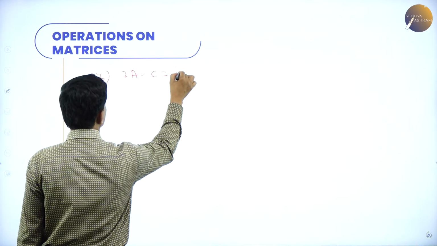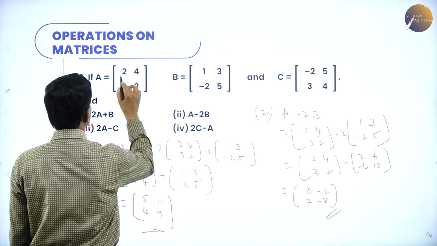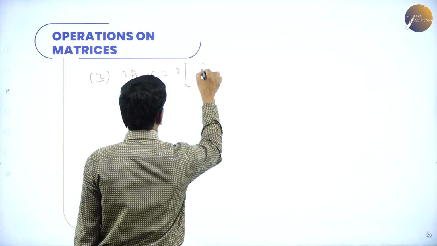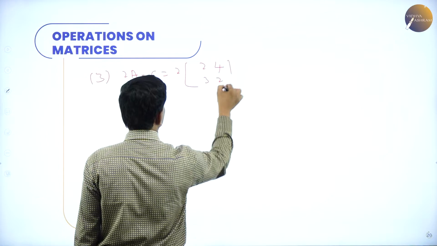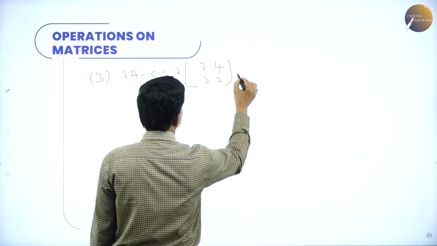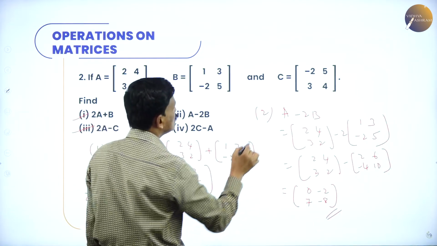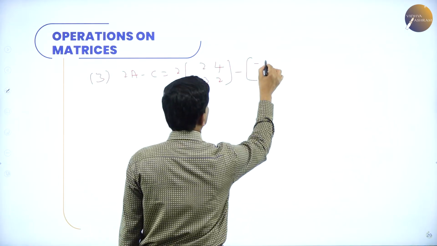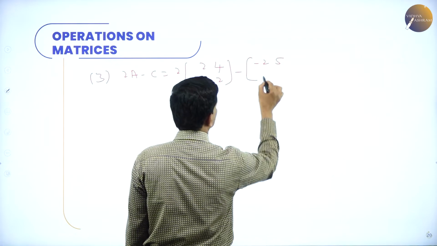2A minus C. 2 into A. What are A elements? 2, 4, 3, 2. Minus C. What is C? This is C: minus 2, 5, 3, 4.